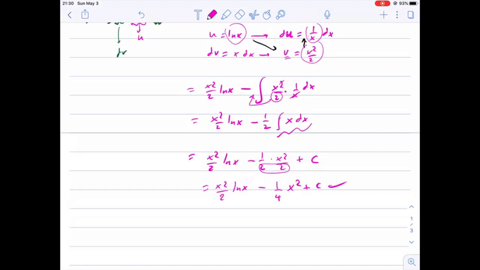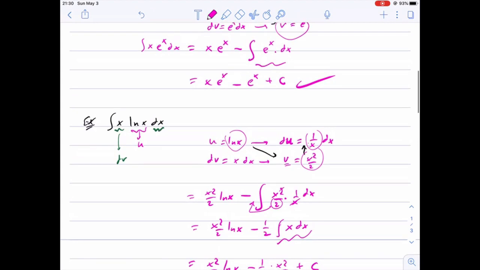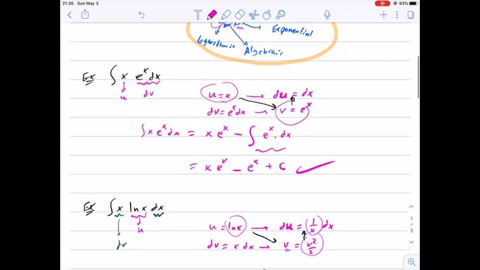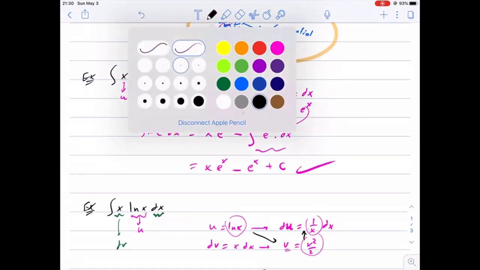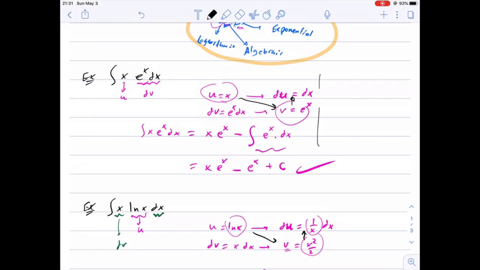Now there's another method that's called the tabular method. We make a table and then find the integral. I'm going to do it just for the first problem if you are interested in that method. For example, x e to the x, you make a table. Here the sign is plus minus, plus for multiplication, minus for integration.